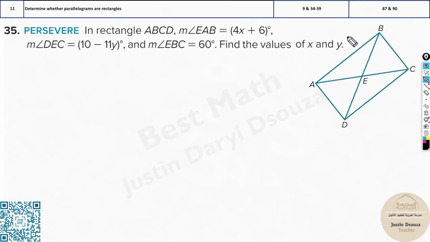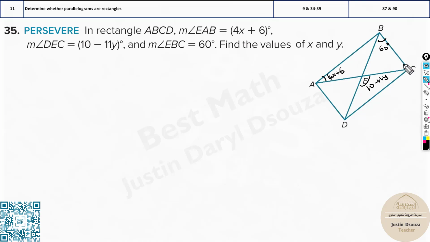Now here we have another problem about rectangles itself. In rectangle ABCD, the measure of EAB is given as 4x plus 6. Okay, DEC is over here. That is 10 minus 11y. And what next? EBC. EBC is 60 degrees. Now what else? We need to find the measures of x and y.